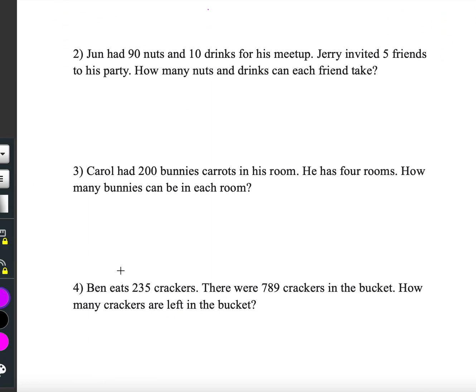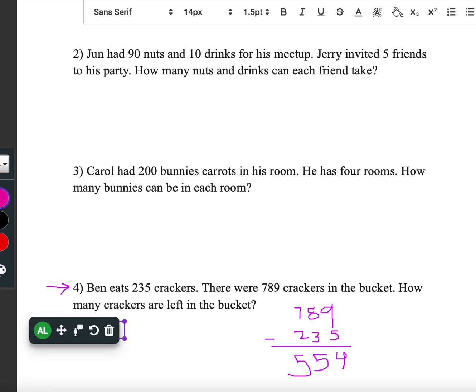And let's look at one last one. Let's look at number 4. Ben eats 235 crackers. There were 789 crackers in the bucket. How many crackers are left? So there were 789 and he ate. So he subtracted from the total amount. So that's subtraction. So he ate 235 crackers. So 9 minus 5 is 4, 8 minus 3 is 5, and 7 minus 2 is 5. So we know that there are 554 crackers left in the bucket.